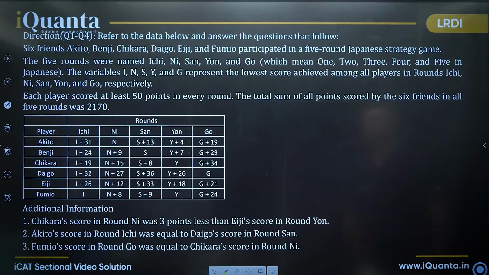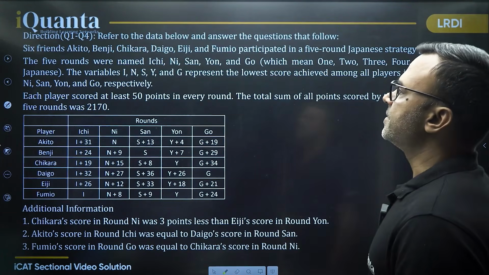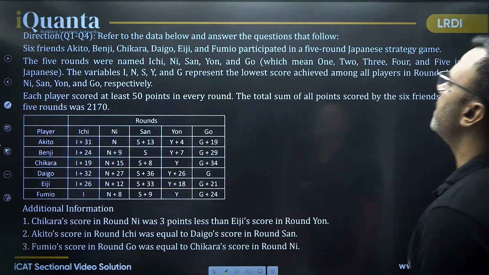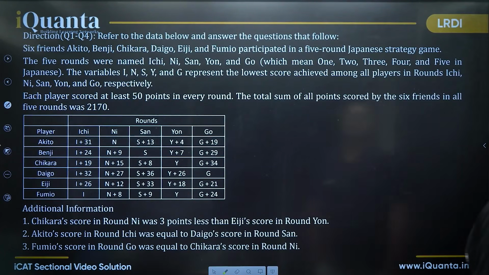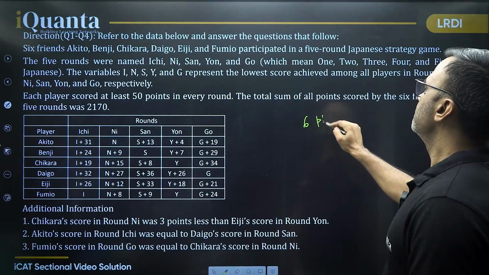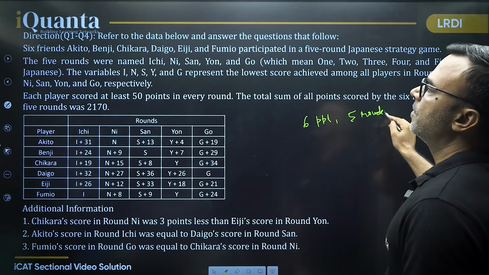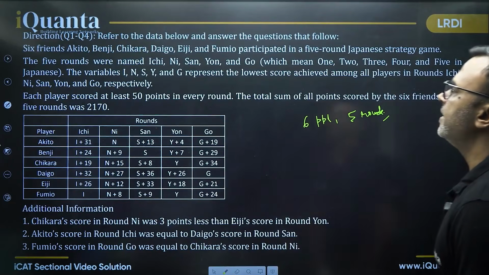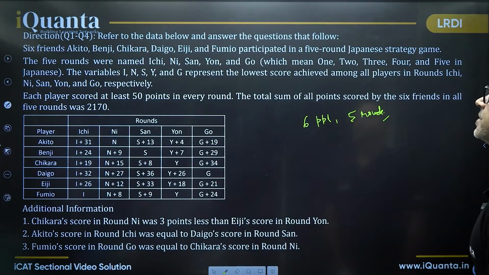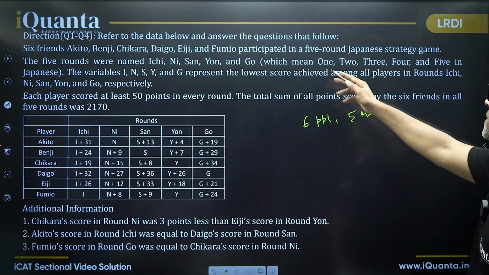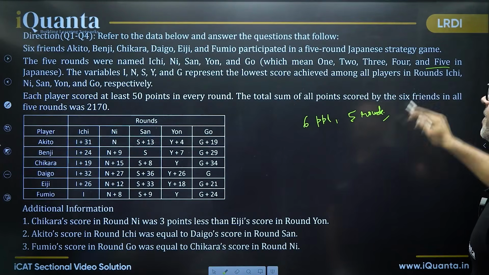Let's read the question. Refer to the data below and answer the questions that follow. 6 friends, A, B, C, D, E, F, participated in 5 rounds. So 6 people, 5 rounds, were named Ichi, Ni, San, Yon, and Go. These are actually, oh yeah, that's given, which means 1, 2, 3, 4, and 5 in Japanese.